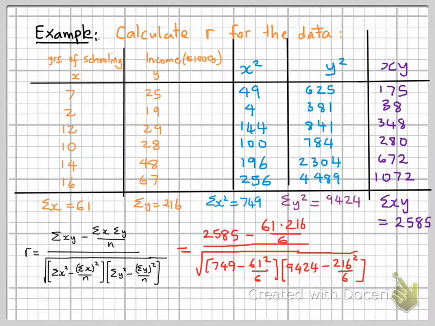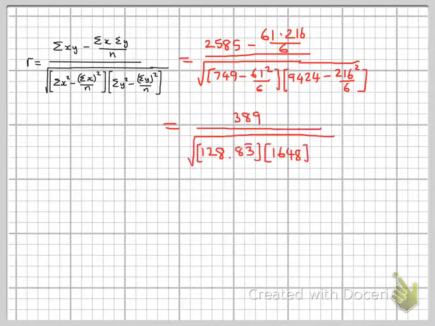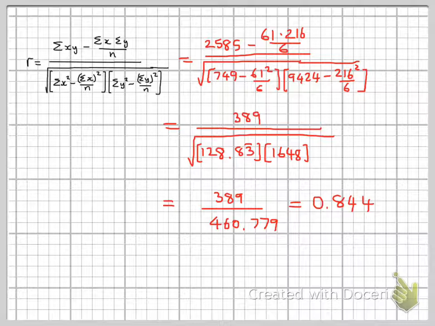Summation of xy is 2,585, so that goes in there. Then minus summation of x times summation of y divided by n. N is 6, which means the total number of data points that you have, there are 6 of them for each variable. So if you substitute all this in the formula and you calculate, your result will be 0.844, right? So to 2 decimal places, 0.84.